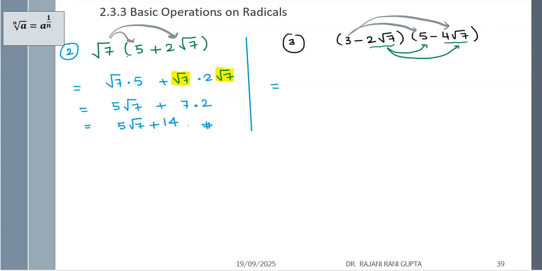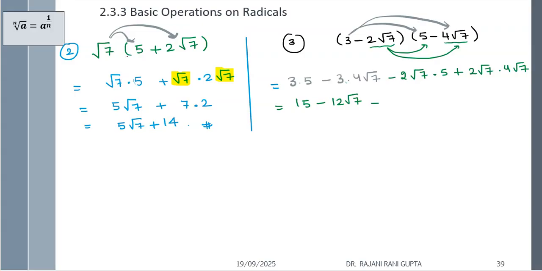This gives you, for this term, 3 multiplied by 5, minus, because here positive, here negative, 3 multiplied by 4 root 7. Now, you are multiplying minus 2 root 7 with positive 5, so it gives you negative 2 root 7 multiplied by 5. Minus minus becomes plus, 2 root 7 multiplied by 4 root 7. Now, let's simplify. 3 times 5, 15. 3 times 4, 12 root 7.